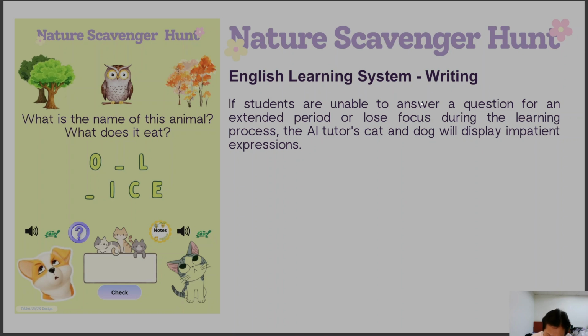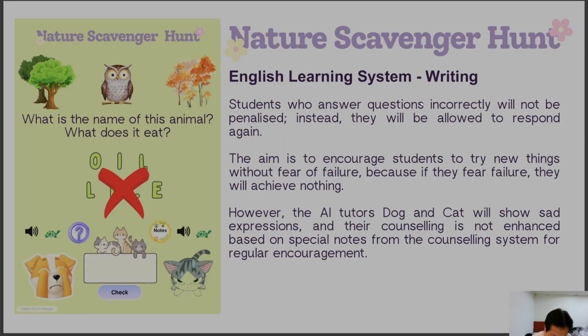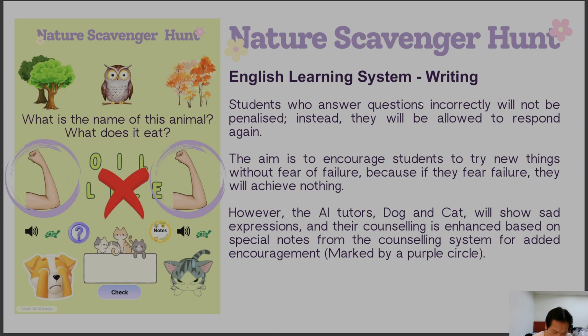If a student doesn't answer for a long time, the AI tutor displays an impatient expression. If the student answers incorrectly, the counseling system will display encouragement to students.